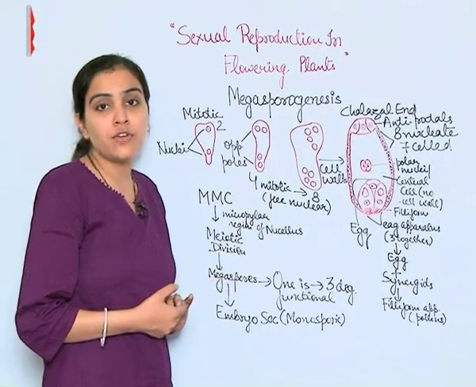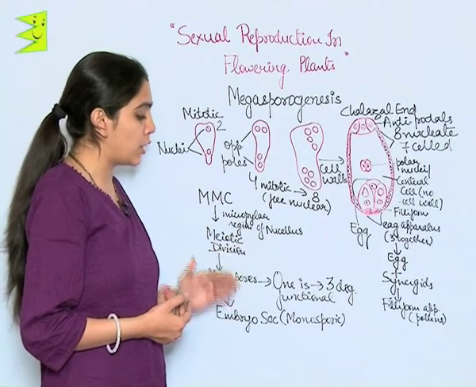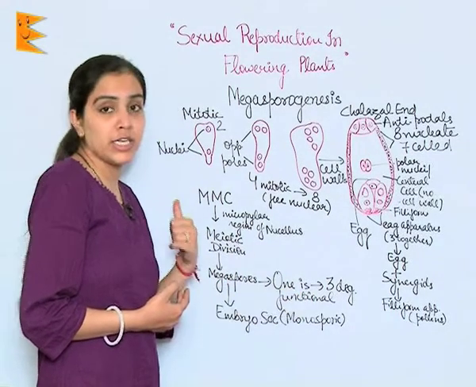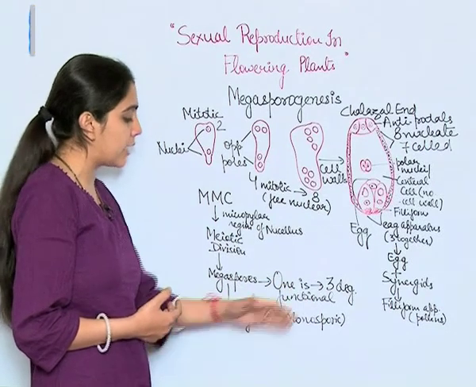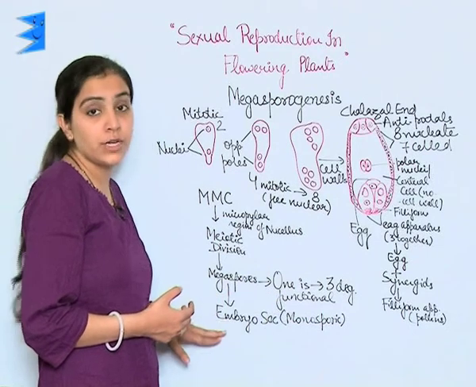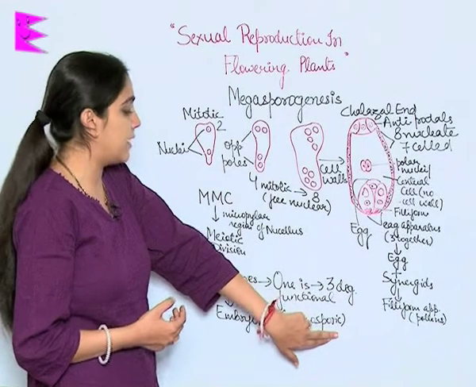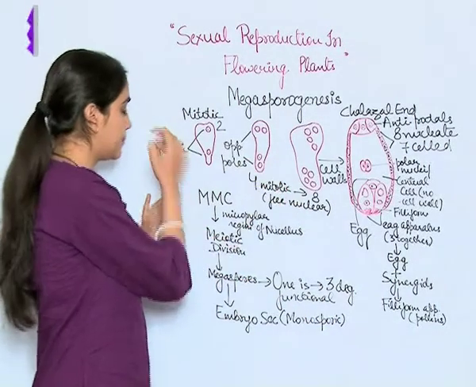Now in majority of flowering plants, as 4 megaspores are formed, 3 usually degenerate and 1 megaspore is functional, which leads to formation of embryo sac. As only 1 megaspore is responsible for the formation of embryo sac, hence it is known as monosporic development. Now let us study the process, how it happens.